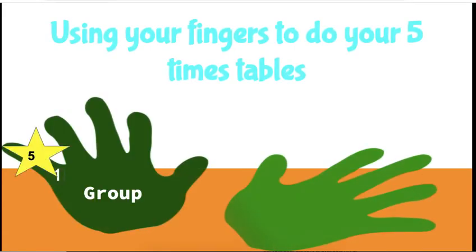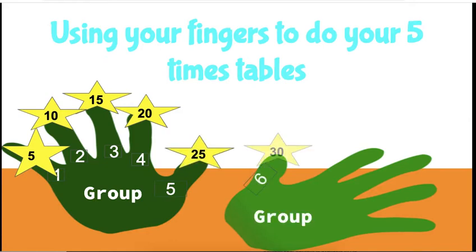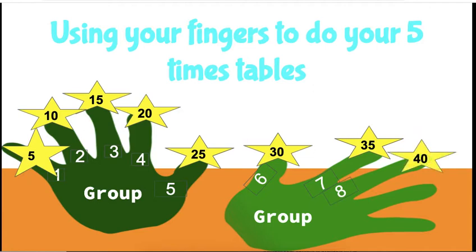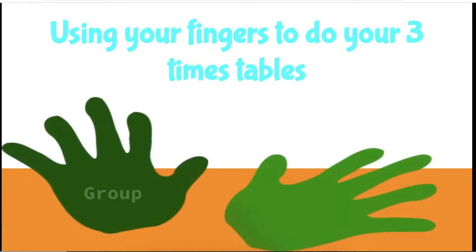1 group of 5 is 5, 2 groups of 5 is 10, 3 groups of 5 is 15, 4 groups of 5 is 20, 5 groups of 5 is 25, 6 groups of 5 is 30, 7 groups of 5 is 35, 8 groups of 5 is 40, 9 groups of 5 is 45, 10 groups of 5 is 50, 11 groups of 5 is 55, and 12 groups of 5 is 60. Super! Now, on your fingers, let's hold up and do 3s.